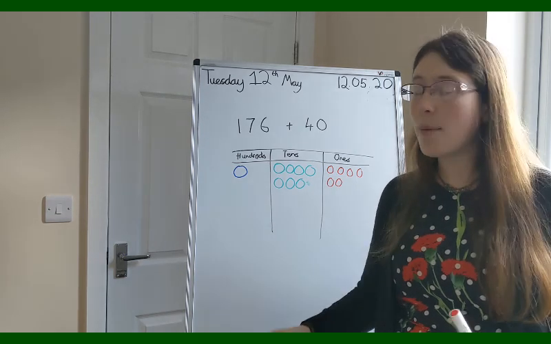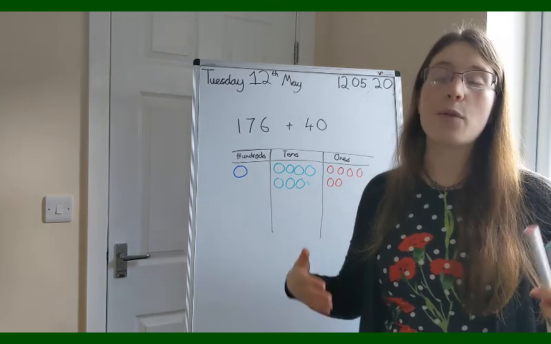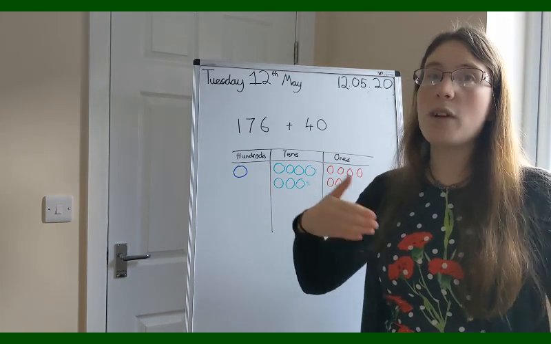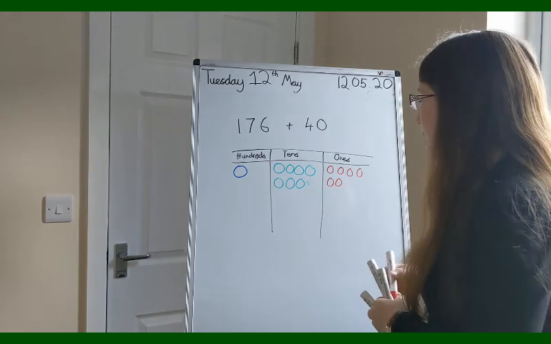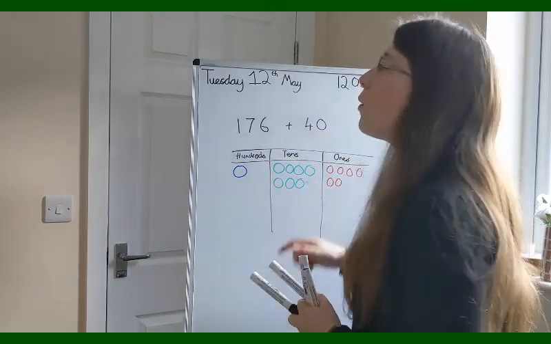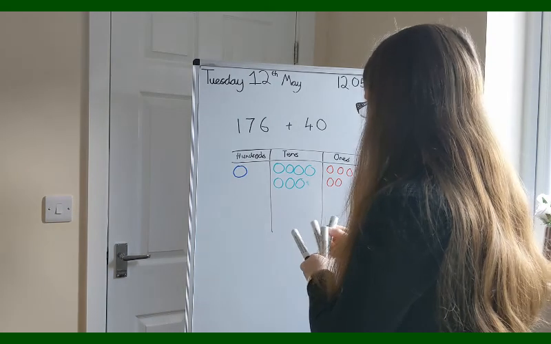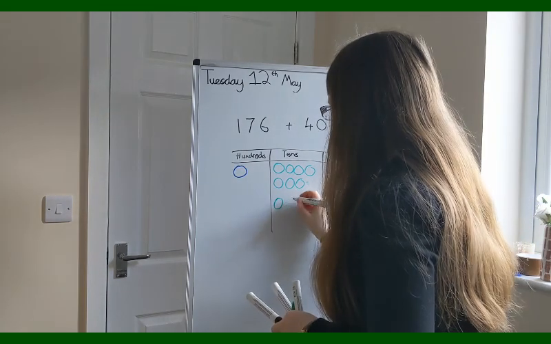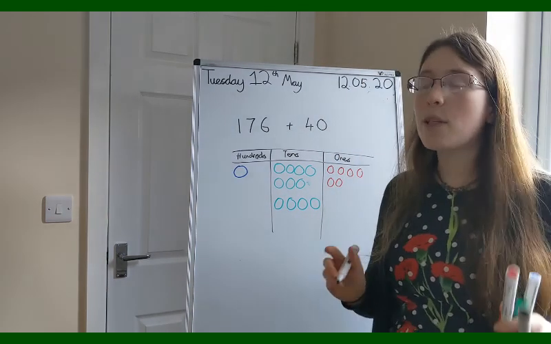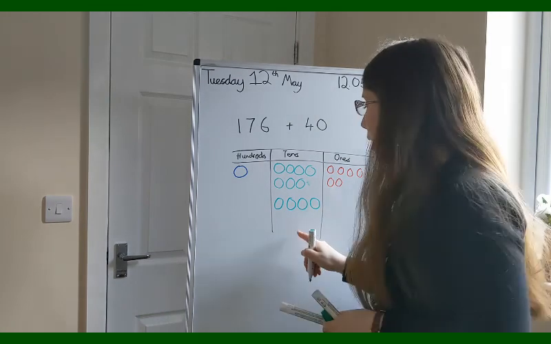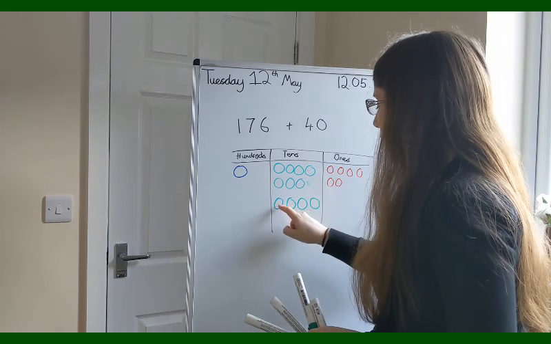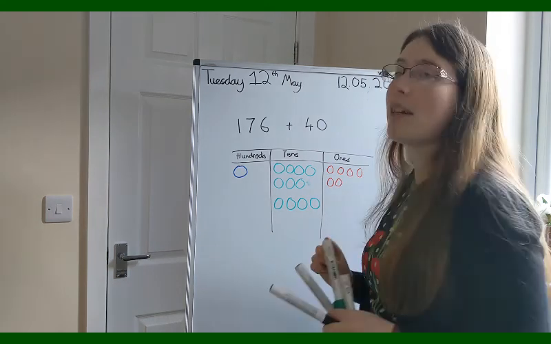So my first step is going to be to show adding 40 without the exchange so that we can see how many tens over 10 tens we have added on. I'm adding on 40, so I'm going to add on 4 tens. So here are my 4 tens. 1, 2, 3, 4. So my next step is to work out how many tens I now have in my tens column. So I've got 1, 2, 3, 4, 5, 6, 7, 8, 9, 10, 11 tens.